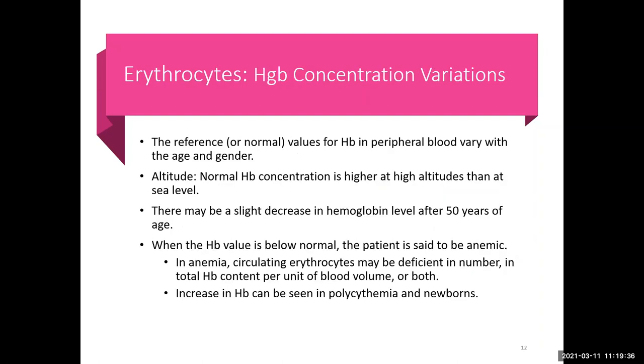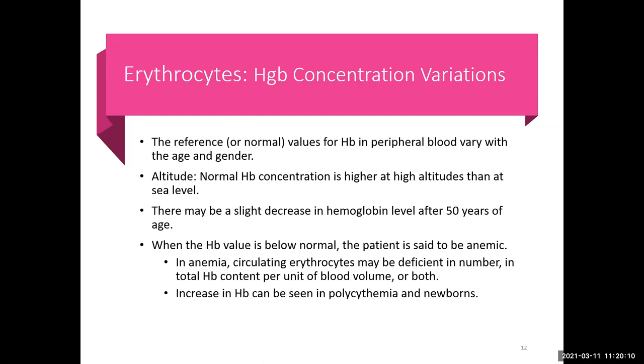The reference range for hemoglobin in peripheral blood can vary depending on age and gender. And when we say reference range, that refers to the normal range for the average person of a particular age group or gender. And sometimes even race can play into some of those. It can vary based on different things like altitude. The normal hemoglobin for individuals living at a higher altitude is different than for those living at sea level.